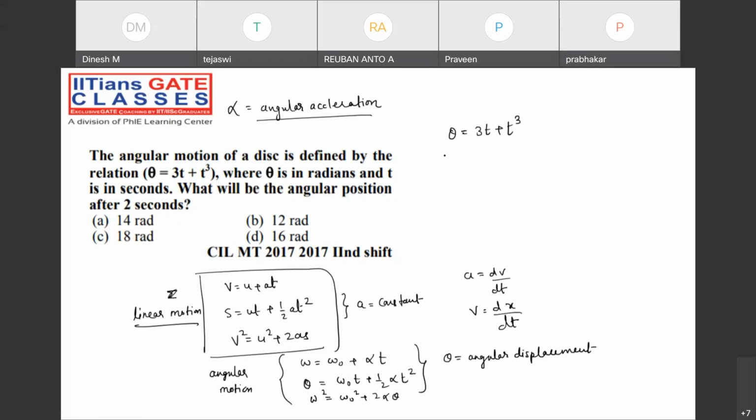Theta will be given to you. What about omega? We know that omega will be d theta by dt. Try to calculate what will be the answer when time t equals 2 seconds.